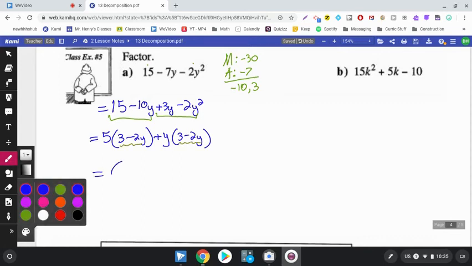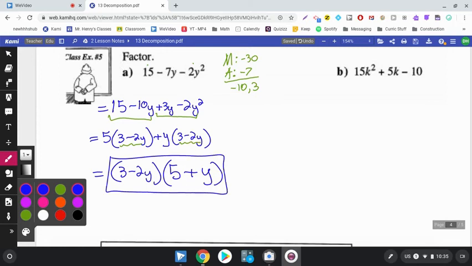I have the same bracket. I can factor that out, and I get left with a 5 and a positive y. So even when things maybe look a little weird, try decomp, because there's a pretty good chance that it works. It's a really solid method. Okay, B, you are going to do ahead of me, and then we'll move on to the last bit of the lesson.